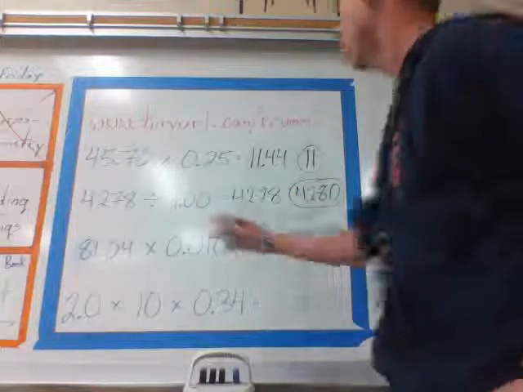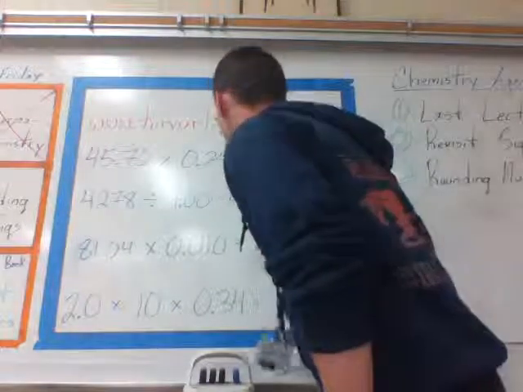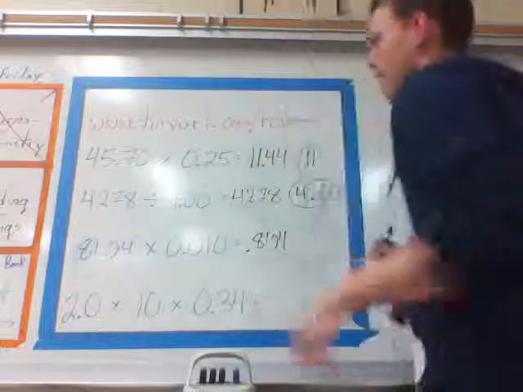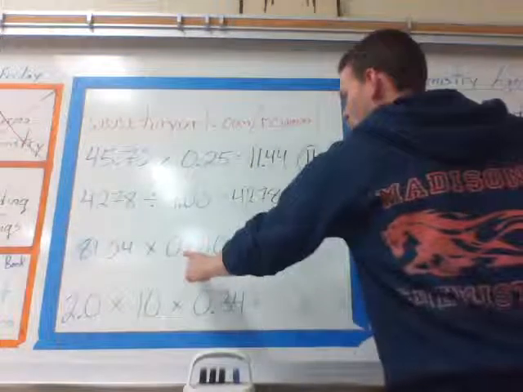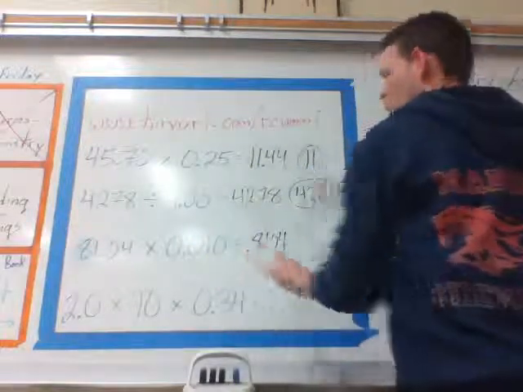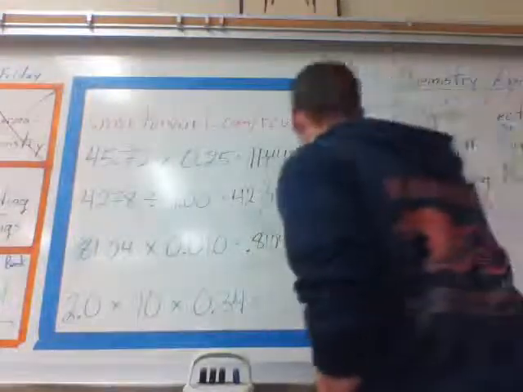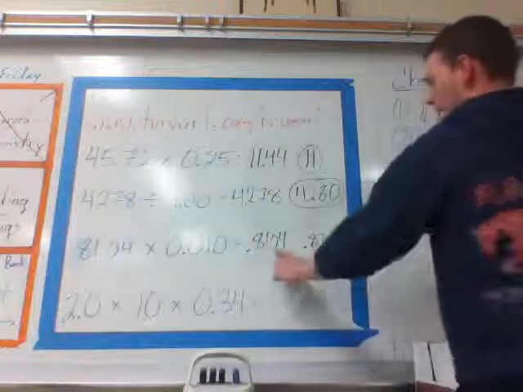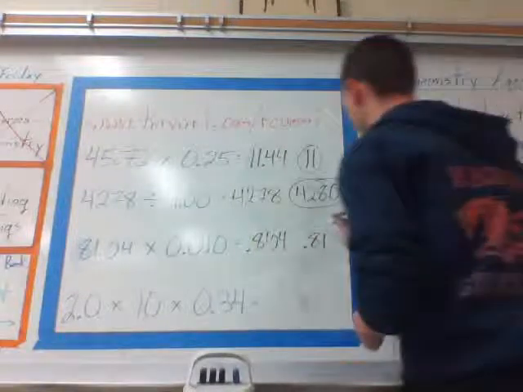On the next one, I get an answer of 0.8104. I've got 4 sig figs here, 2 sig figs here, so I only want my 2 most important numbers, which will be the 8 and the 1. That 0 could affect that 1, but it will not.